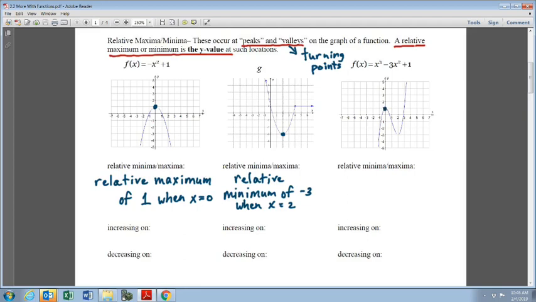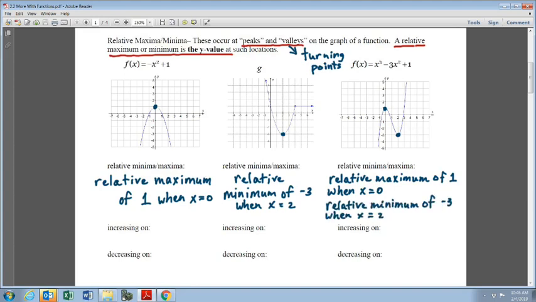So we have a relative maximum here. It'll be a relative maximum of 1, and that's when x is 0. We also have a relative minimum right here. So we're down 3, so we have a relative minimum of -3, and that's occurring when x is at 2.